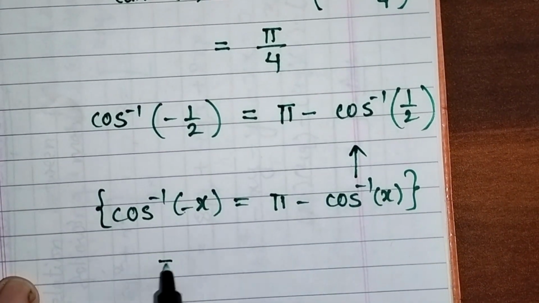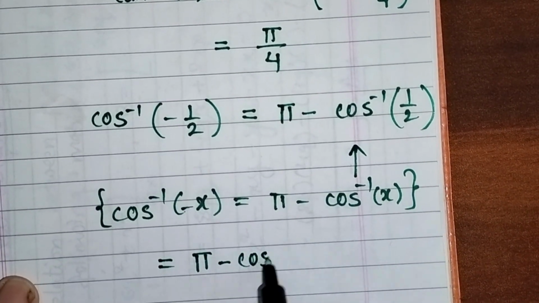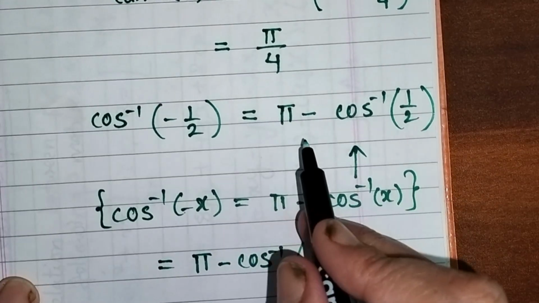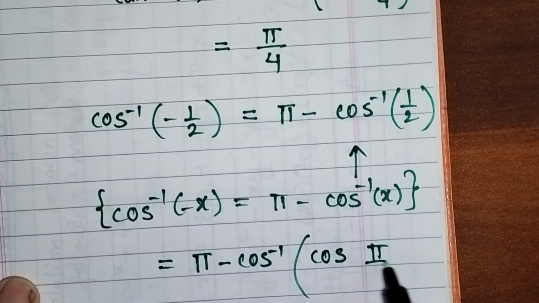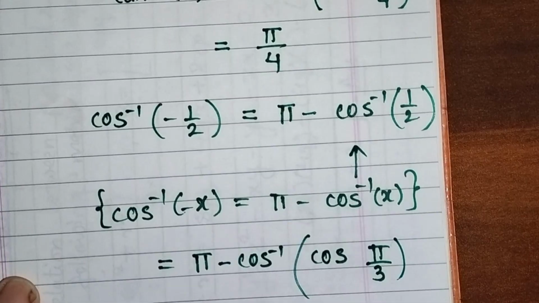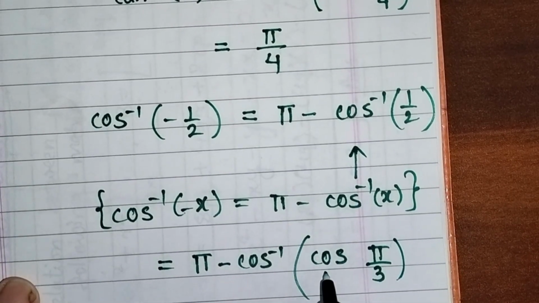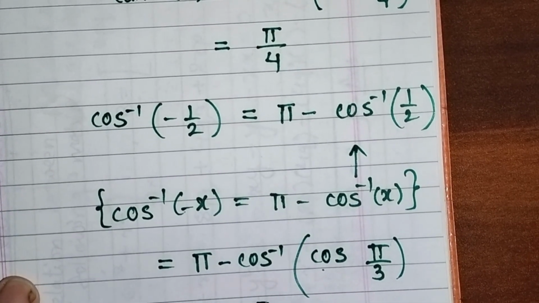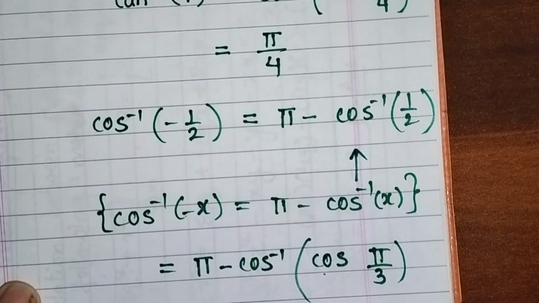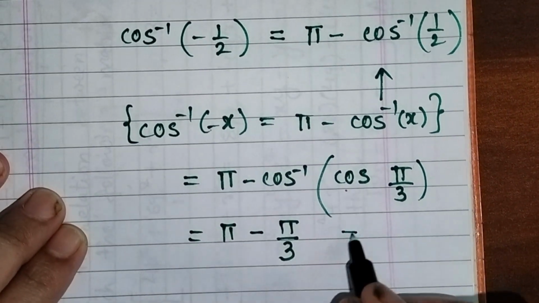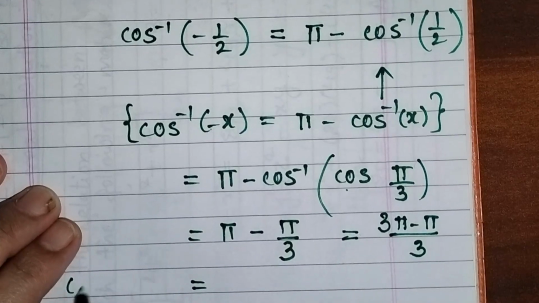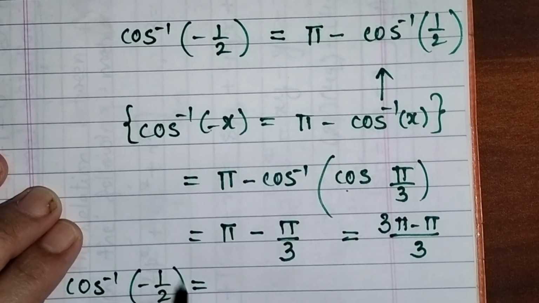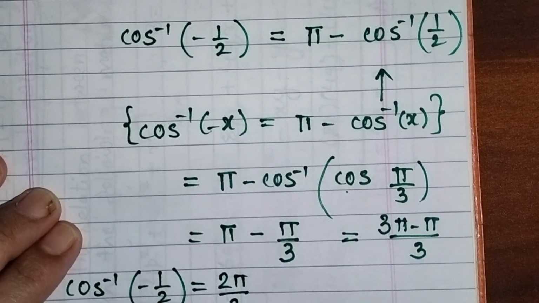So this value is equal to pi minus cos inverse of half. Now what is half in terms of cos? It is 60 degree, so it is cos pi by 3. Now this cos inverse and cos get cancelled. So you have pi minus pi by 3, which is 3 pi minus pi upon 3. So the value of cos inverse minus half is 2 pi upon 3.